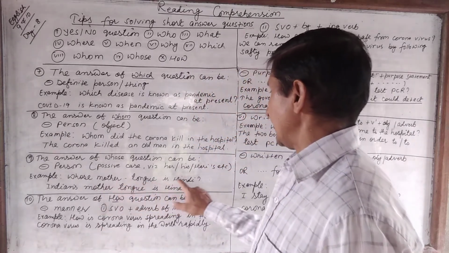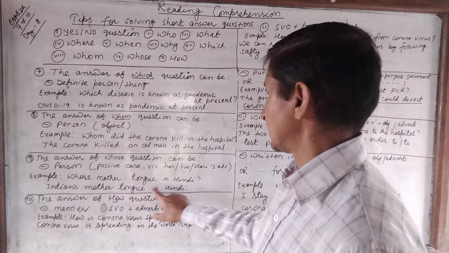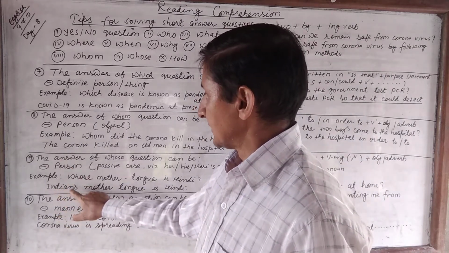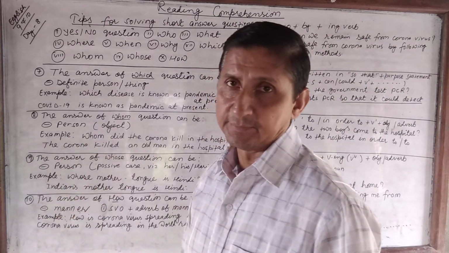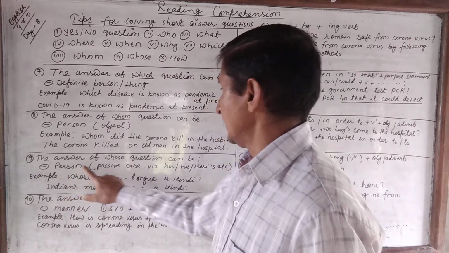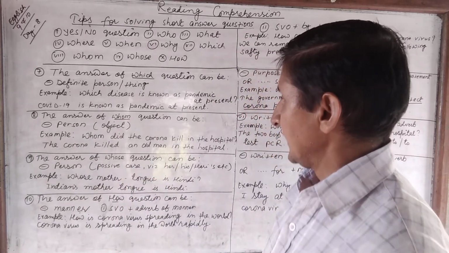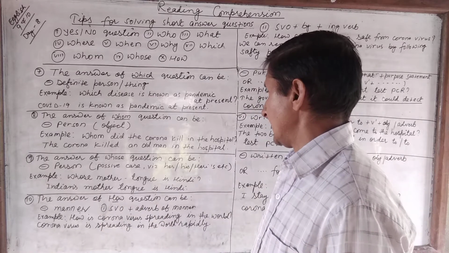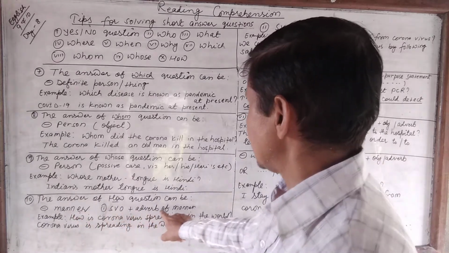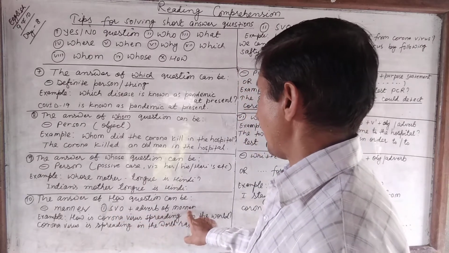Whose mother tongue is Hindi? Indians' mother tongue is Hindi. Here there is a person, and we have written the person in possessive case. So the answer of a whose question is a person in possessive case. And next, the answer of a how question can be manner. You can use this structure: subject, verb, object plus adverb of manner.